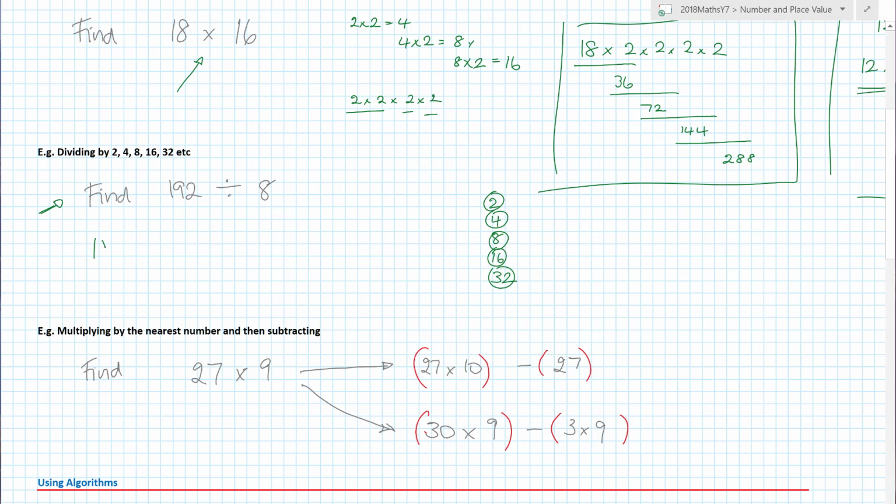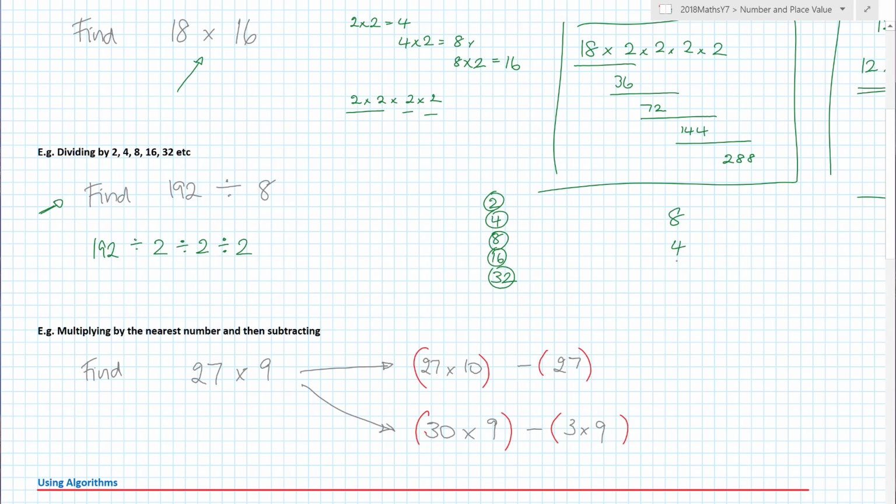So 192 divided by 8 can now be rewritten as 192 divided by 2, divided by 2, divided by 2. Now you're going to go, whoa, hold on a moment. I'm happy that worked for times, but what about divide? It actually works for divides as well, believe it or not. Dividing by 8 is the same as dividing by 2, and then dividing by 2 again, and dividing by 2 again. Try it. If you don't believe me, let's do it.